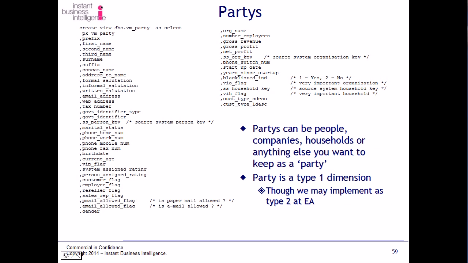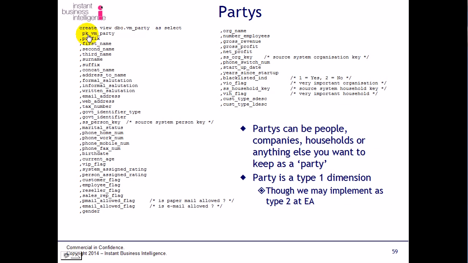Parties. We'll go through the information on parties because that's important. As I said, parties can be people, companies, households, or anything else you want to keep as a party. A party is a type 1 dimension. Forget that next note. I've forgotten to take that off the slide. Parties are type 1 dimension. We do now have party archive. So party is always type 1 now, and party archive is type 2 if you want to implement a party archive.